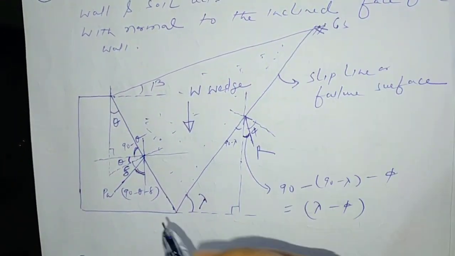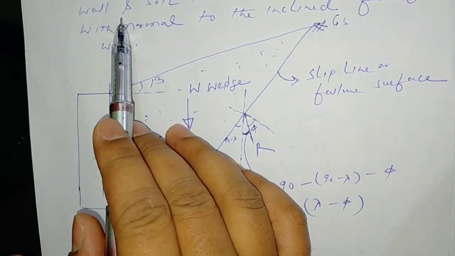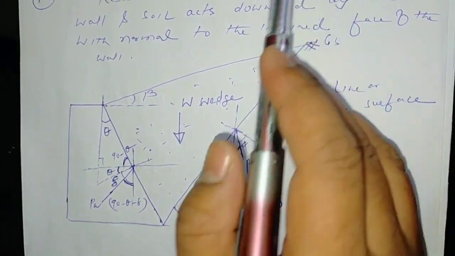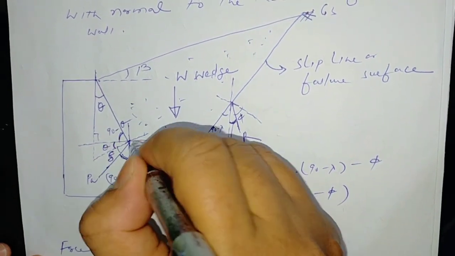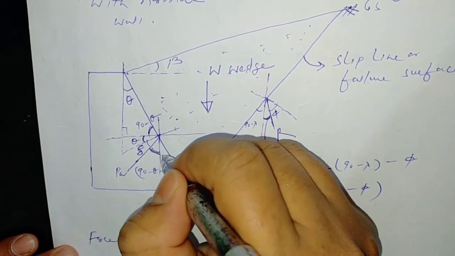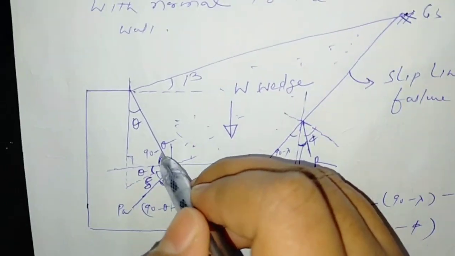to the slip plane. Similarly, the resultant thrust PA or PP between wall and soil, this is the wall and this is the soil, acts downward at an angle of delta with the normal. So this is delta. If this is theta, then this angle is 90 minus theta.